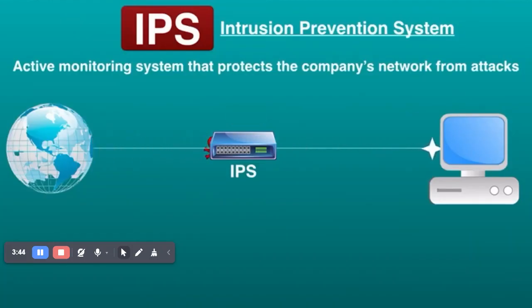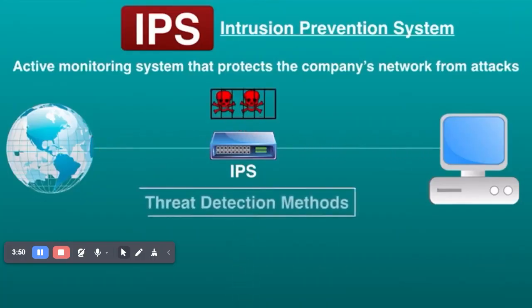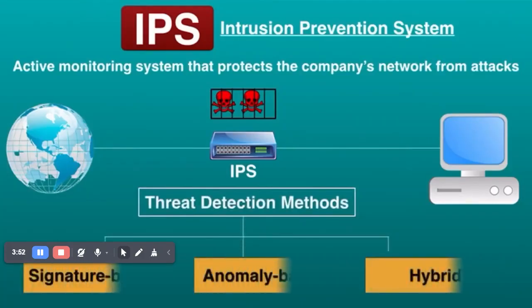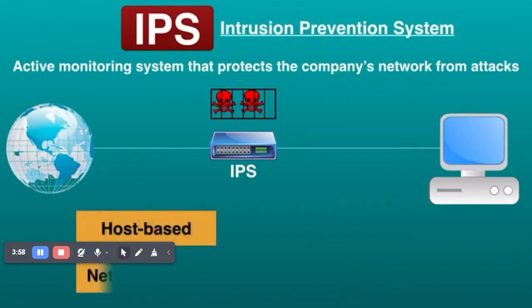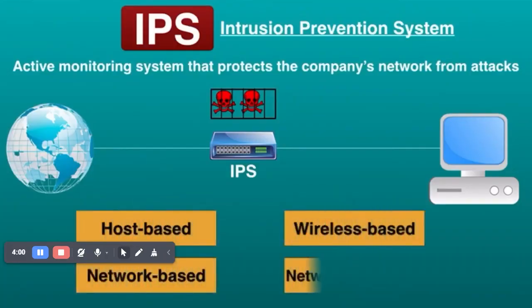When IPS detects a threat, it isolates the danger in a separate place, such as quarantine. Like IDS, IPS can use signature based, anomaly based, or hybrid threat detection methods. IPS can be host based, network based, wireless based, and network behavior based. IPS and IDS are not required to be separate devices. They can be integrated into one physical device, such as next generation firewalls and UTM.